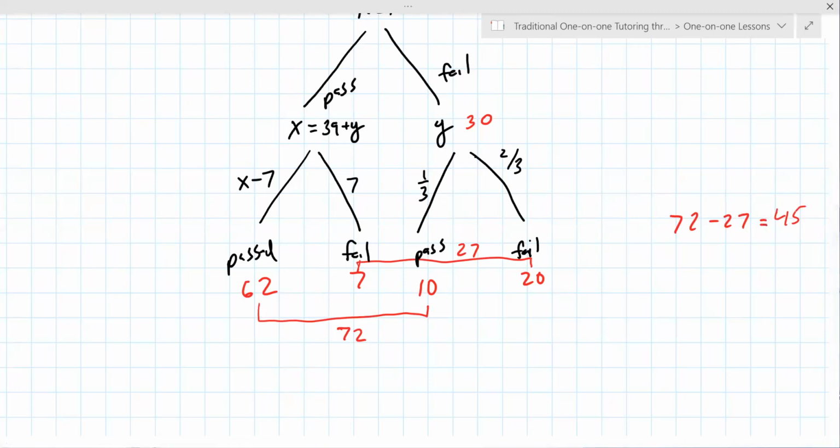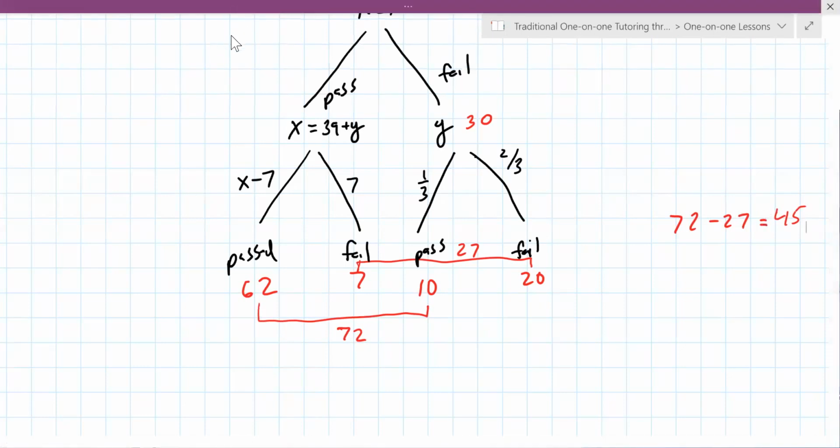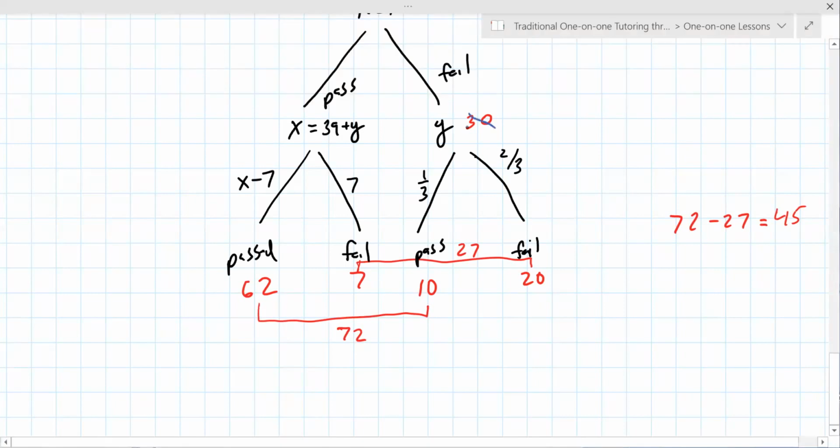Yeah. So let's pick a smaller number. I'll do it in blue this time, see if we can get it. So let's pick like 21. 1/3 of 21 is 7. 2/3 is 14. 21 plus 39 is 60. That's still 7. 60 minus 7 is 53.